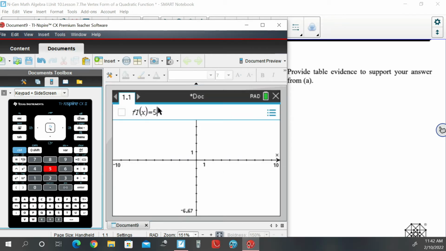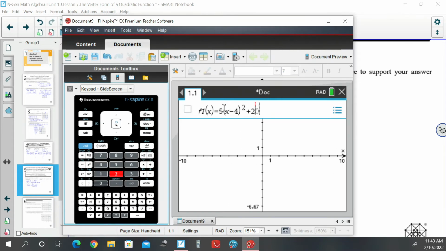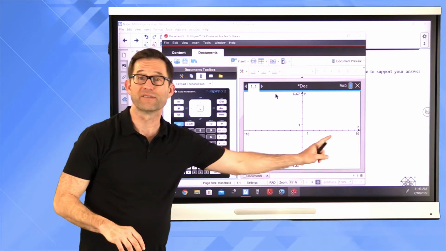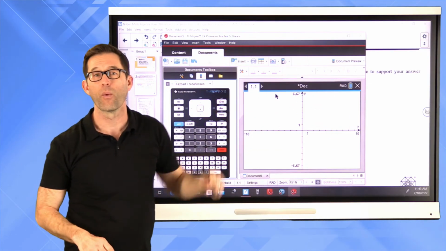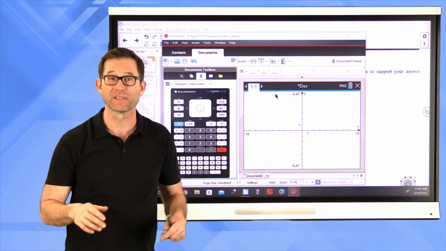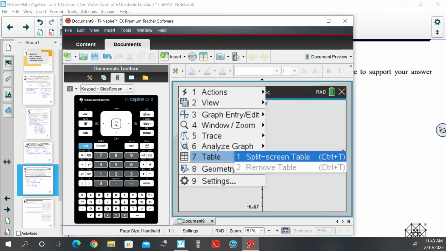And what was it? It was 5 times (x minus 4) quantity squared plus 20. Whoops, plus 20. There it goes. Enter. I don't even see the graph on here. And that makes sense, right? If the turning point's at (4, 20), it's somewhere way up there, plus this parabola, given that it's got a leading coefficient that's positive, is opening upwards. So let's go into the menu and let's just take a look at our table.